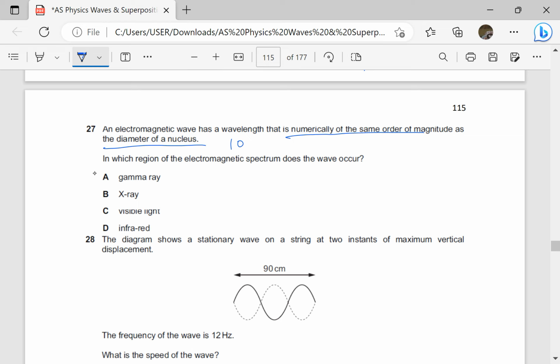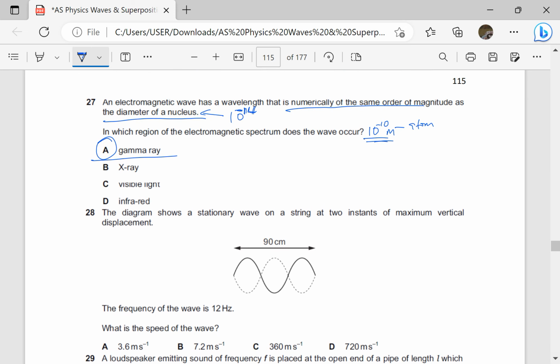The diameter of a nucleus is approximately 10 power negative 14. For an atom, it is 10 power negative 10 meters. This is an atom, and this is a nucleus. In which region of the electromagnetic spectrum does the wave occur? That is automatically gamma rays, whose wavelength is of the order of the diameter of a nucleus.